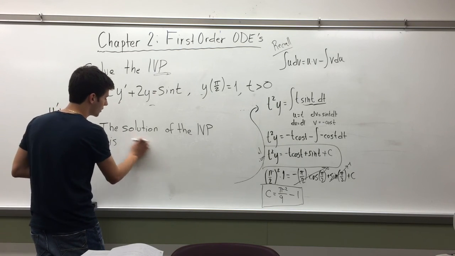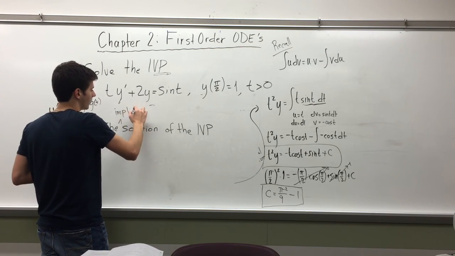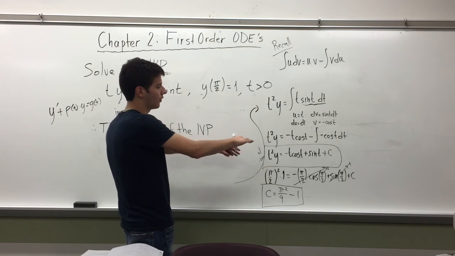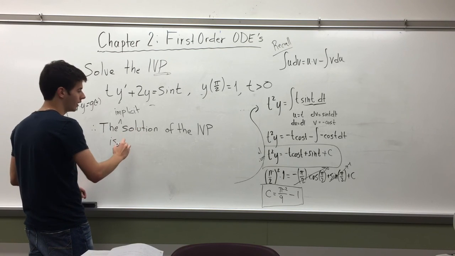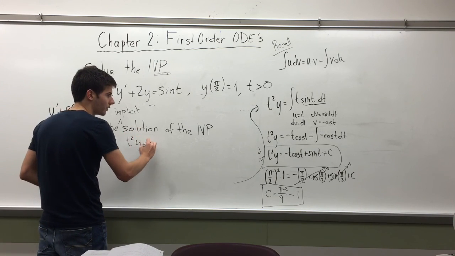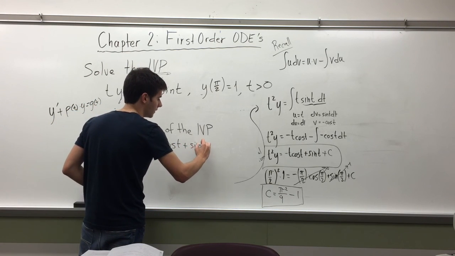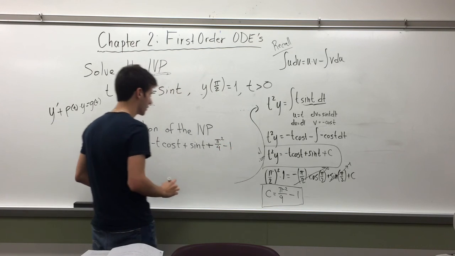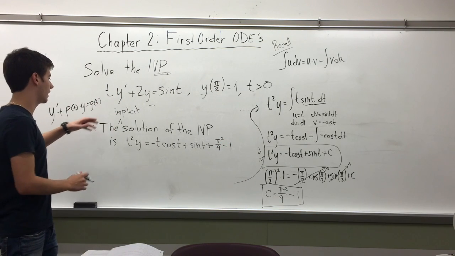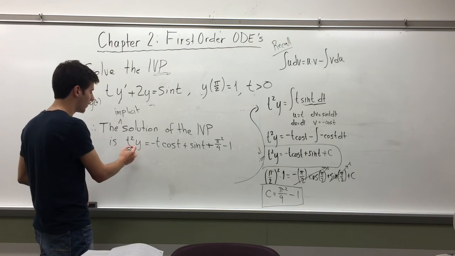let's write it implicitly so we don't have to solve for y. So the implicit solution of the IVP is t squared y equals negative t cosine of t plus sine of t plus pi squared over 4 minus 1. So this is the implicit solution of the IVP. If we want the explicit solution, then we just divide by t squared.